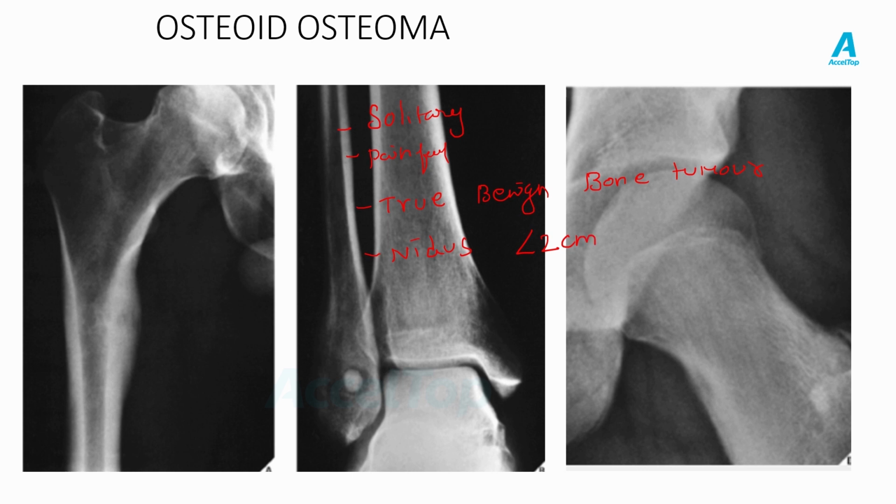Why is this 2 centimeter cutoff very important? Because I said nidus can also be there in case of an osteoblastoma. If it is more than 2 centimeter, I can give the diagnosis as osteoblastoma. Clear? Less than 2 centimeter, osteoid osteoma. More than 2 centimeter, osteoblastoma. So a nidus which is less than 2 centimeter is very characteristic.